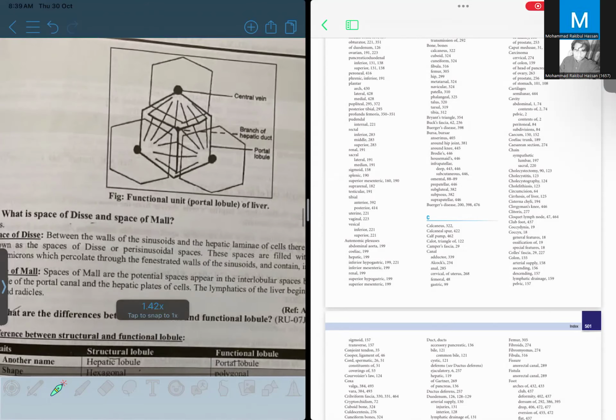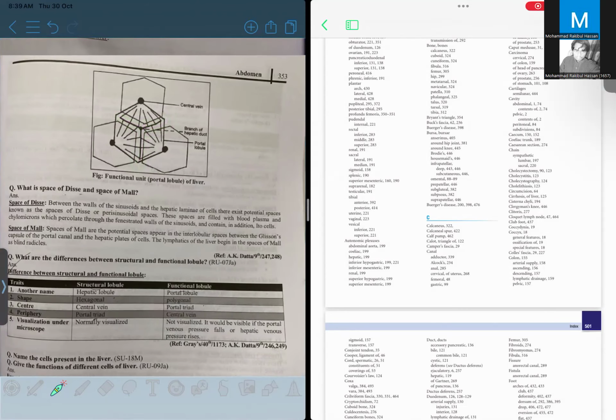This is the interlobular space. There is a potential space that appears between the Glisson's capsule and the portal canal. This is the Glisson's capsule, and there is a portal canal. There is a potential space, and the hepatic plates of cells.